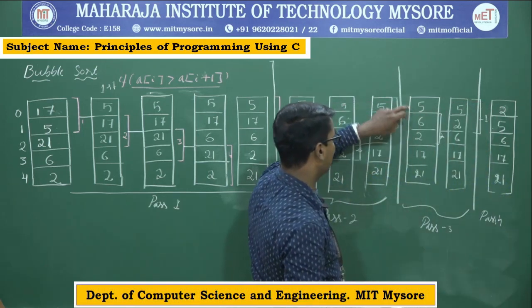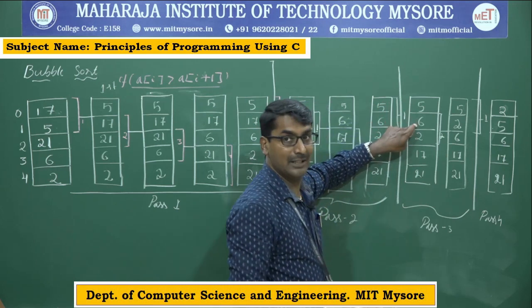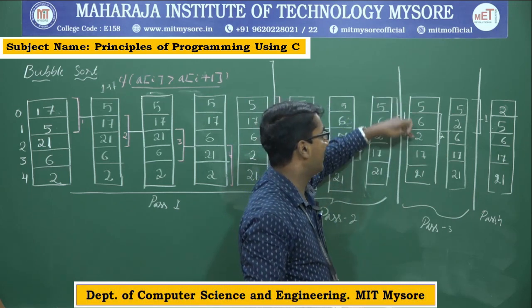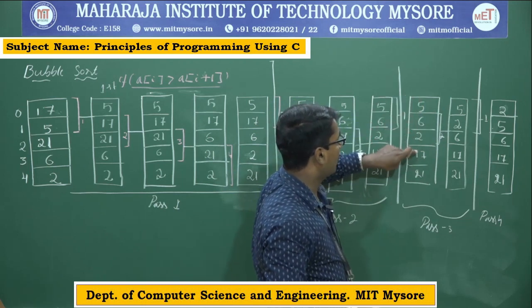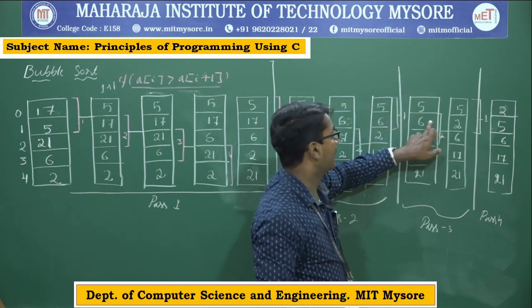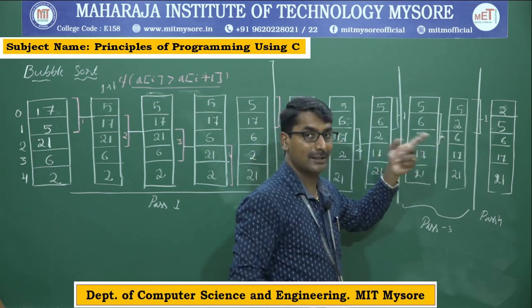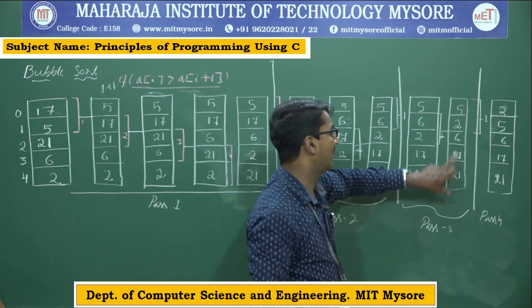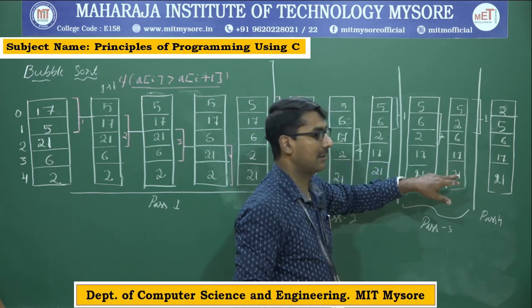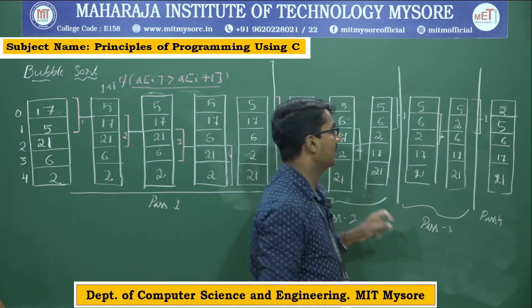Okay. In the next iteration 5, 6 will be compared. So 5 is smaller than 6, no need of exchanging. So 5 and 6, 2, 17, 21. Next iteration 6 and 2 will be compared. So 6 is greater than 2, the values are exchanged. So that is 5, 2, 6, 17, 21. 17, 21 is already in sorted order, so no need of comparing the next elements.